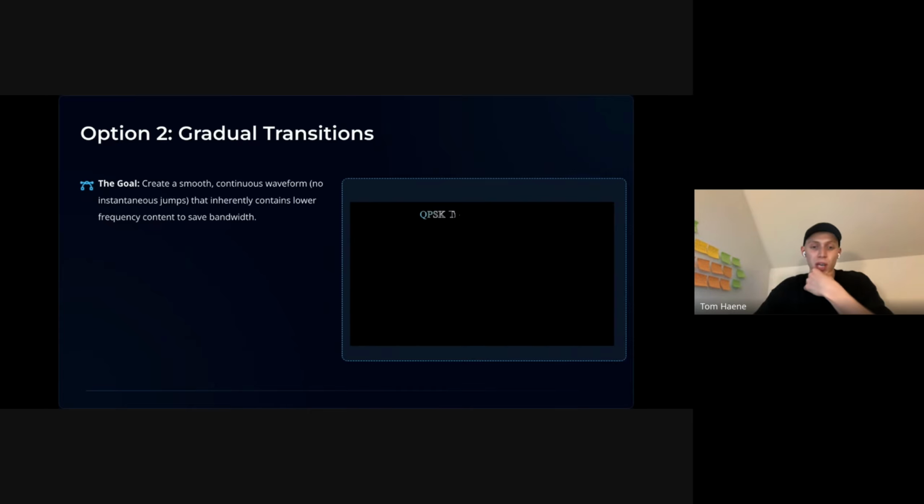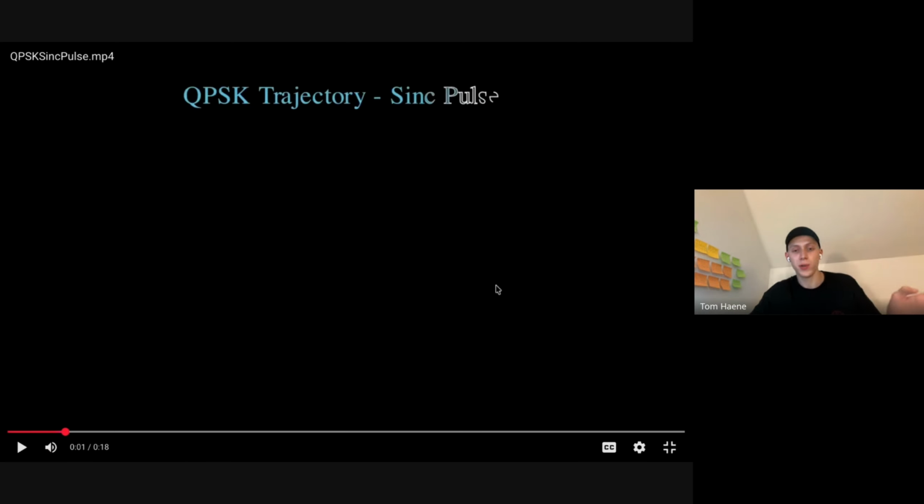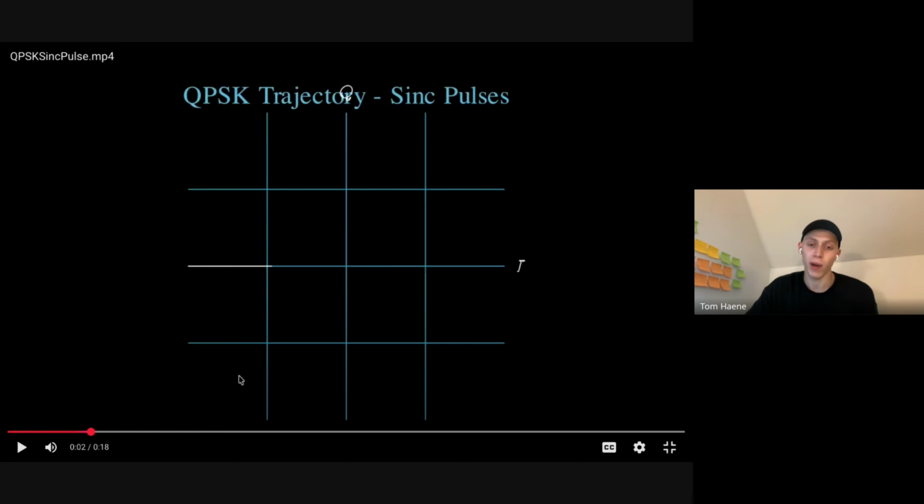There's a lot more to pulse shaping than just gradual transitions, because there's another factor that I'll have to teach you guys about. But that's the main idea. We don't want to do these instantaneous ones, so we do more gradual ones. So let me show you guys the animation. This is one way of doing gradual transitions. I call it using the sinc pulse shape. But there's many ways. You could go in any random direction and transition, do loops, whatever. But I'm going to show you guys one right here.